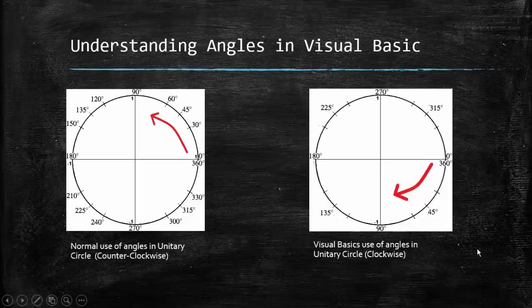To understand the DrawPie and FillPie methods in Visual Basic, we must first understand how Visual Basic uses angles. Normally, we are used to seeing angles in the unitary circle increase counterclockwise, as seen on the image to the left. Visual Basic uses these same principles, but the values of the angles increase clockwise.